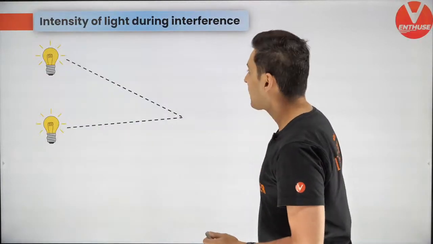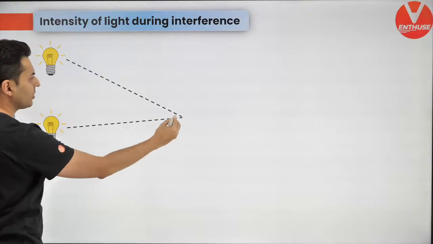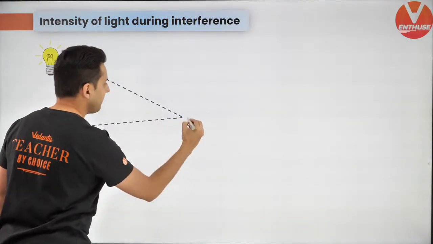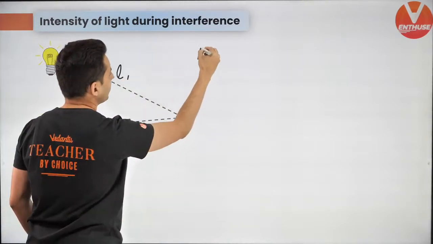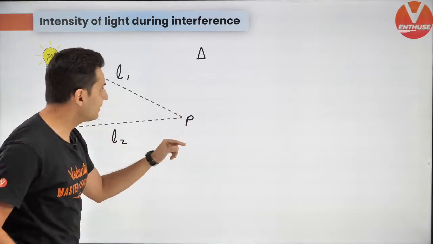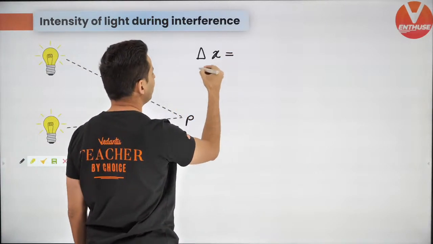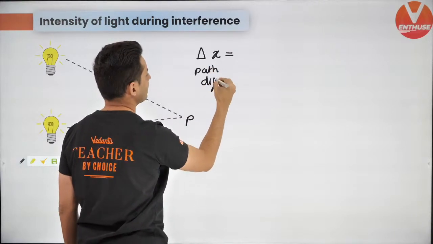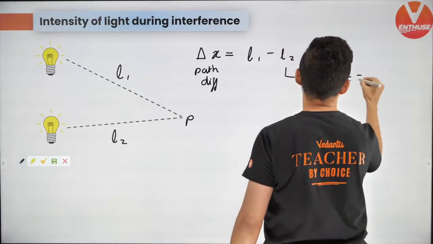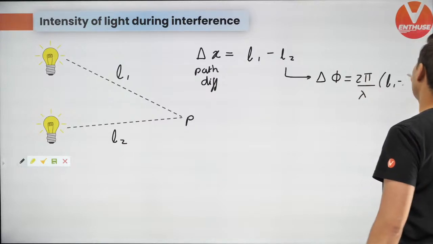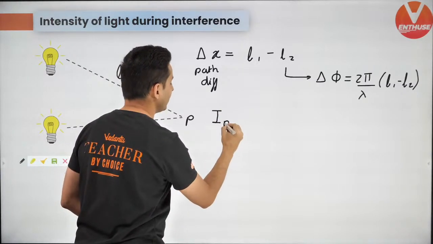So imagine you have two light sources, and let's say we consider a particular point, which I call P. This source travels a distance of L1, and this source travels a distance of L2. Both of them are not going to meet at point P simultaneously. There is going to be some path difference, L1 minus L2, whichever is bigger, and that in turn will cause a phase difference, which is 2 pi by lambda times the path difference. Now keep in mind the resultant intensity at point P.